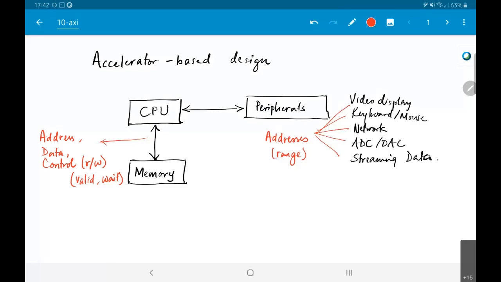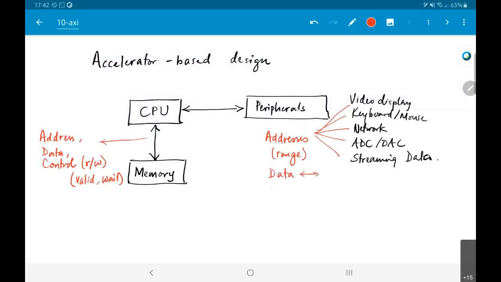Now, obviously, you can see the similarities here. Why am I distinguishing between memory and peripherals? After all, the way that I would need to communicate with both of them, there would be addresses, and there would also be data flowing back and forth.